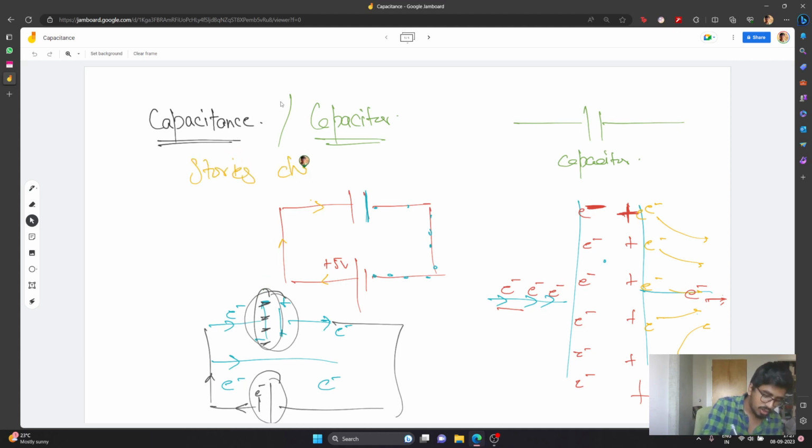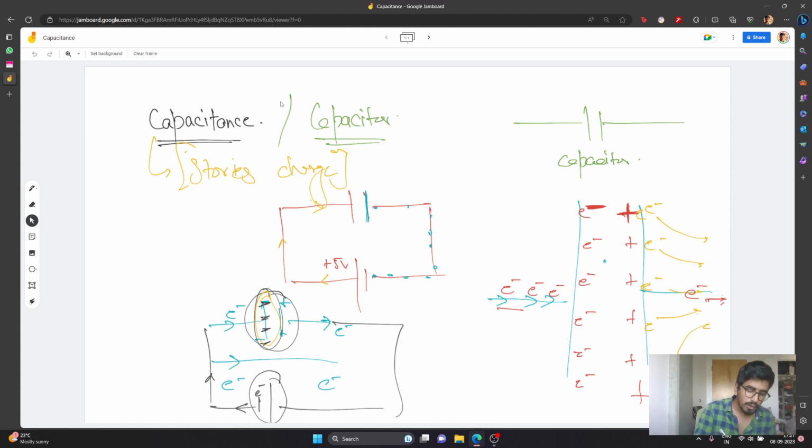Stores charge. So capacitors, what they do is store charge. So that's kind of like you throwing one electron here, and then it starts filling up, filling up, filling up, to the point that you can't fill it up anymore because it is getting repelled, right? And so you have a whole bucket of negative charge. On the other plate, you have a whole bucket of positive charge.